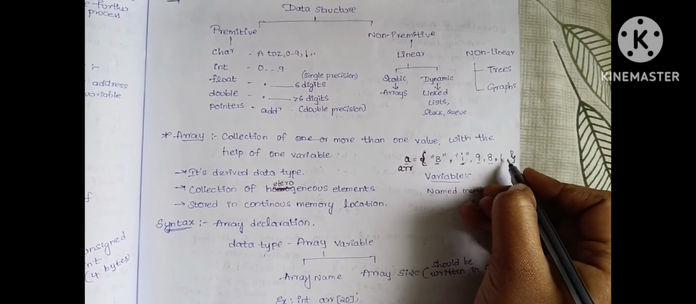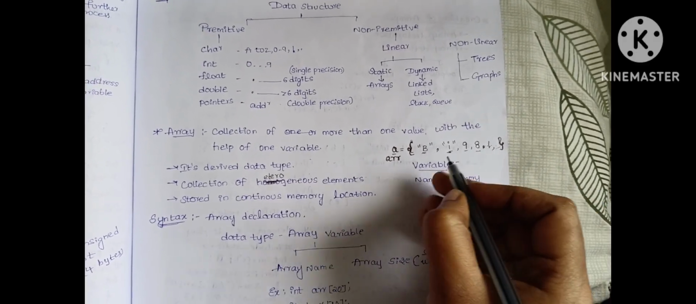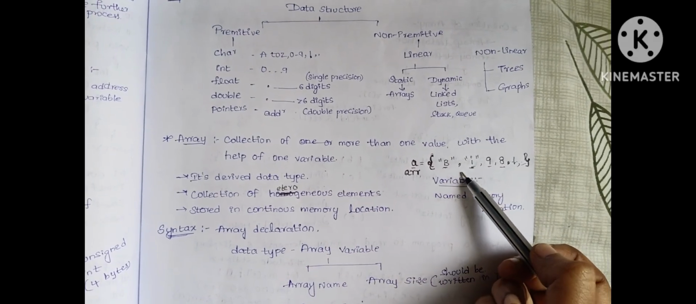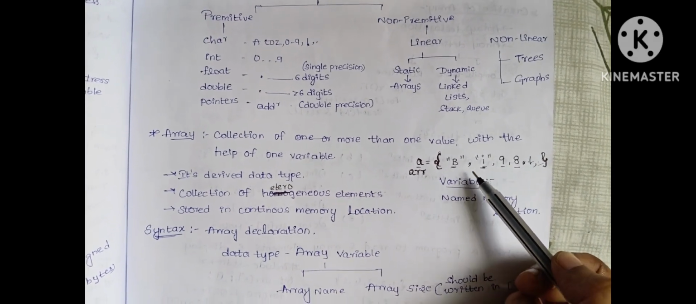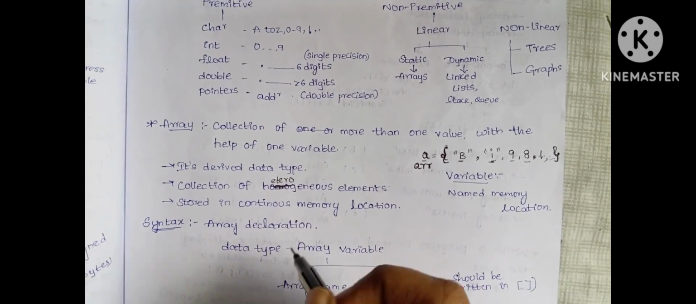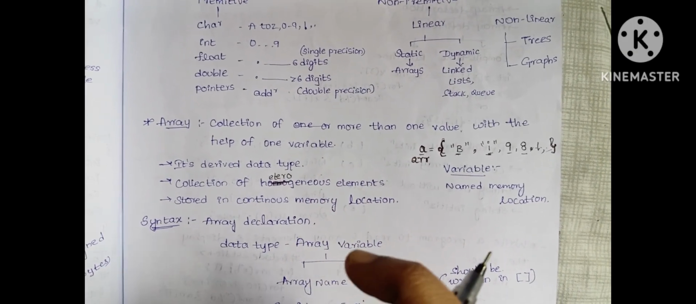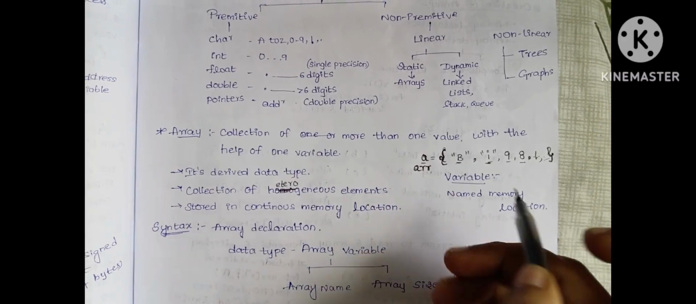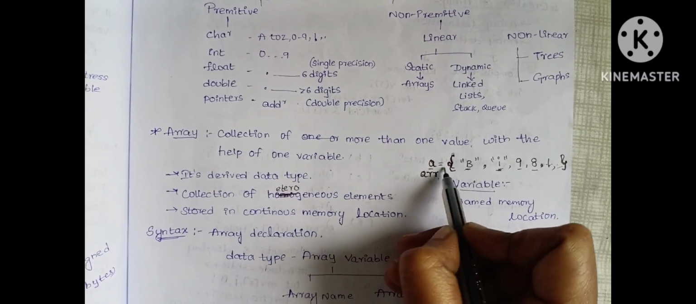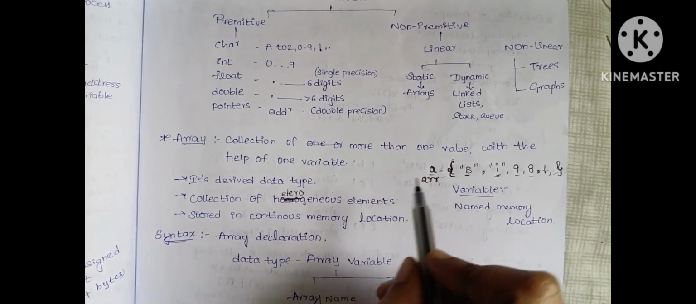So let us make it 8.1. Now it is of float type. So you can take any data type in your array collection. Understood? This is your example of array representation, okay? So what is an array? Array is a collection of heterogeneous elements in which one or more than one value is collected with the help of one variable. So here all these data is collected by only one variable, right? A is the only one assigned with all of these values. We are not using any other variable.